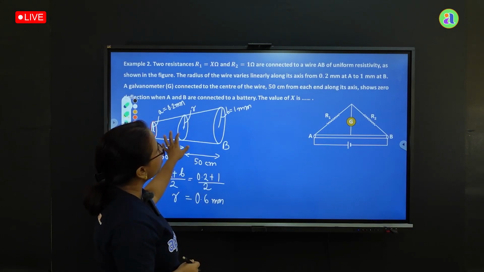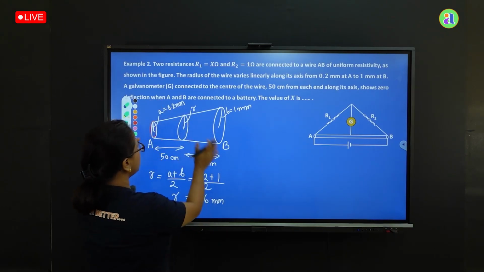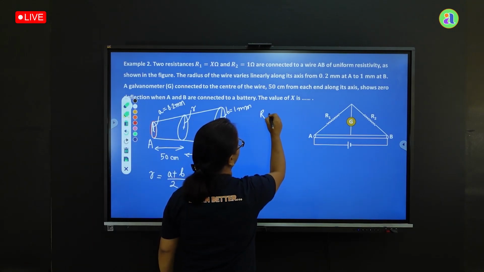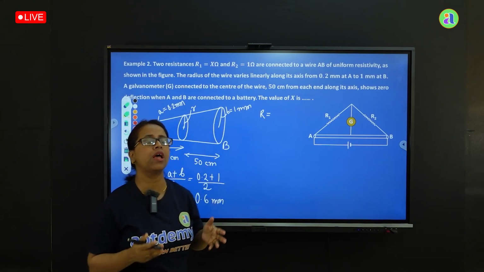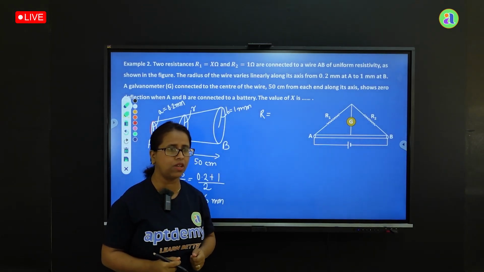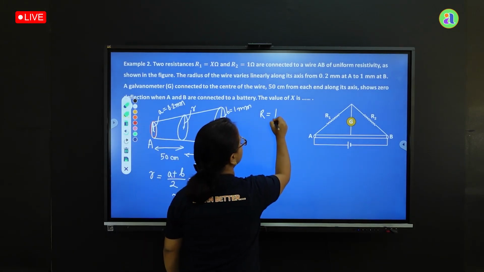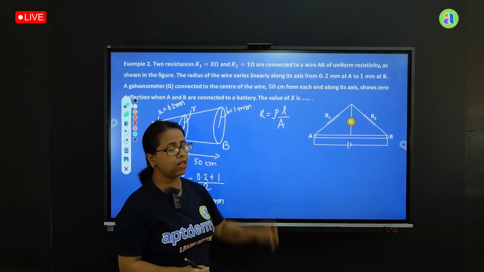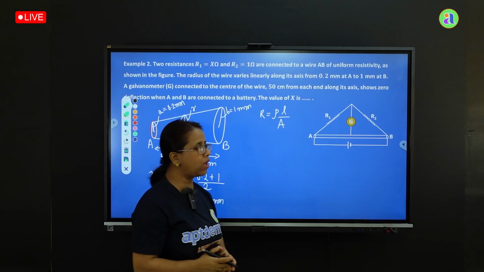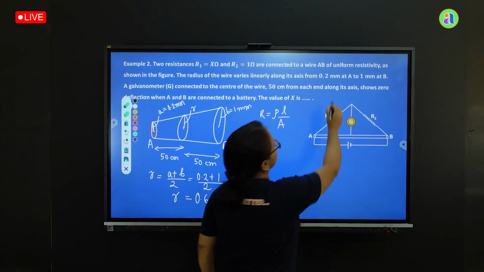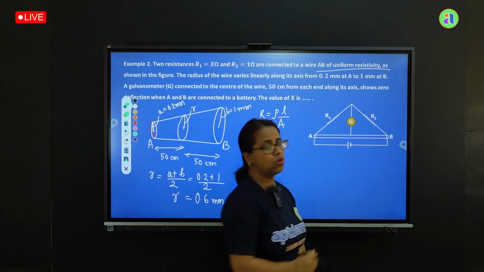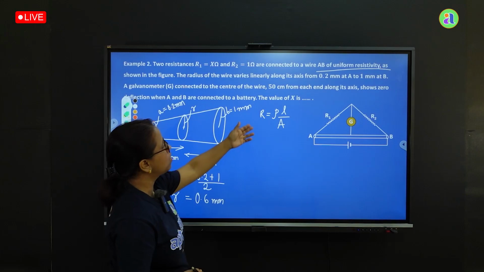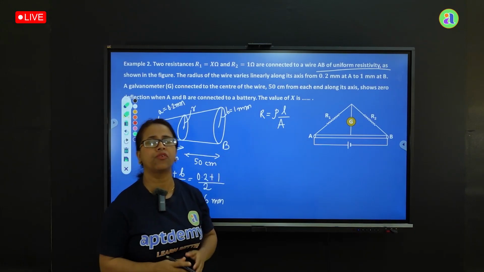Now, for a frustum shaped conductor, this is a frustum shape, we need to find out the resistance. We know the general formula as to how resistance is related to resistivity: R equals rho L by A. Here rho is the resistivity of the material of the wire, which is the same throughout. Take a look at this part of the question, it is uniform resistivity. L is the length of the wire, and A the area of cross section.